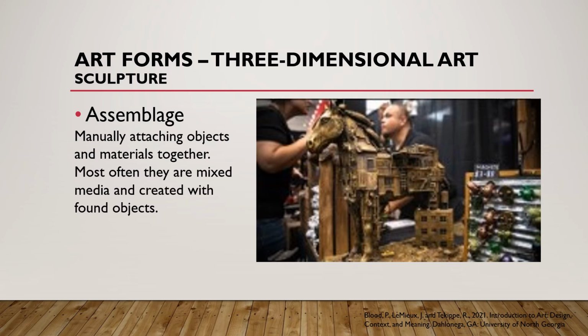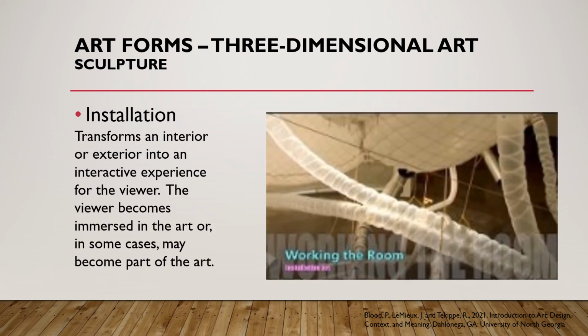Assemblage is another type of sculpture, and it's a fairly new technique in the whole scheme of things. Different pieces of material are attached together. Many assemblages are made of found objects, like the ones in this video. Installation art is 3D art that transforms a specific space. It could be inside, it could be outside, and this transformation becomes an interactive experience with the viewer. The viewer, in essence, becomes part of the art.